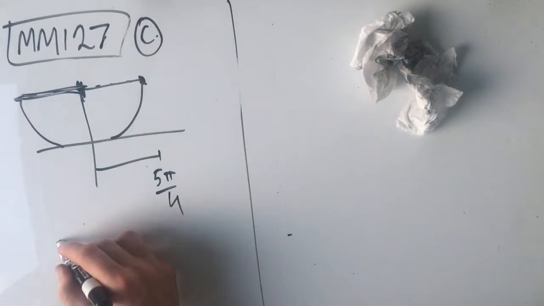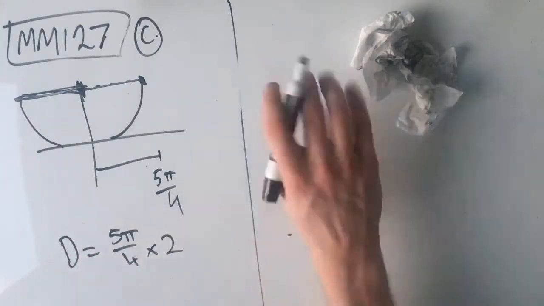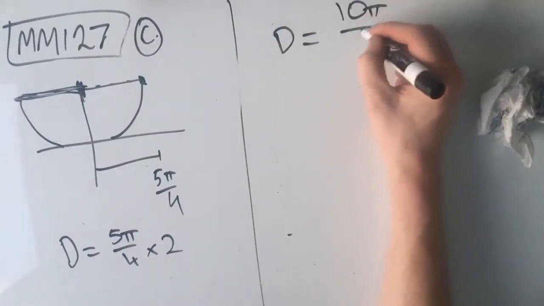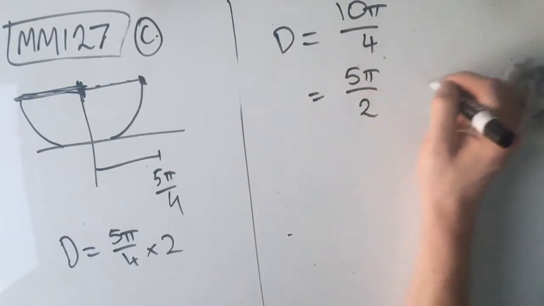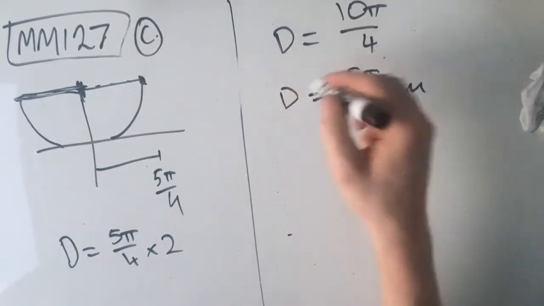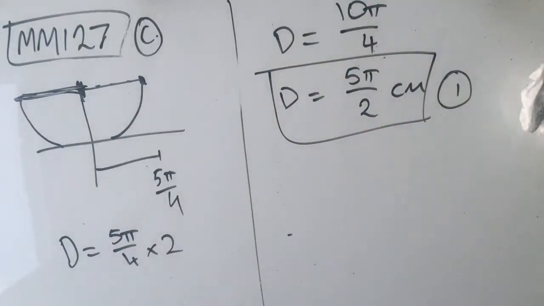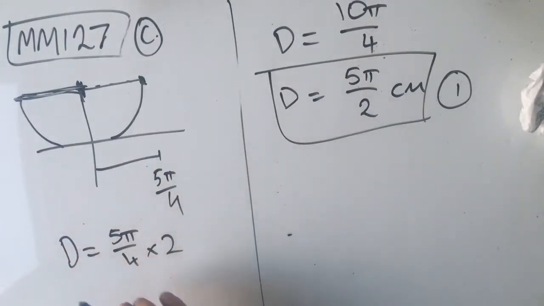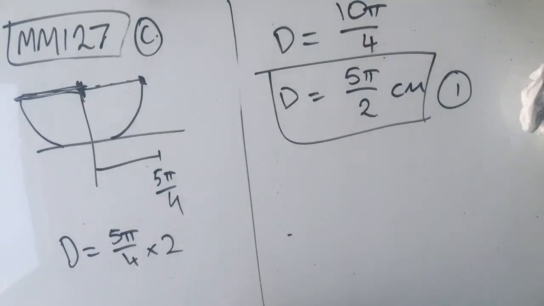So the diameter equals 5 pi on 4 times 2, which means that the diameter is 10 pi over 4, which is 5 pi over 2 centimeters. And that is your final answer. That's, again, just a 1-mark question. These are really created just to make sure that you know your tan stuff. Tan graphs are quite often not used that much during the year, so it's good to have a practice of that.